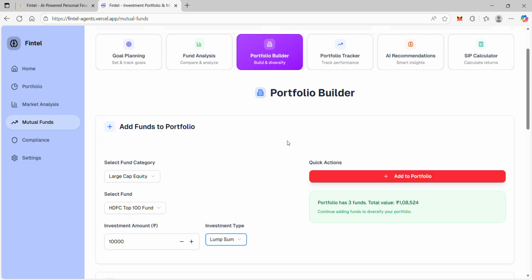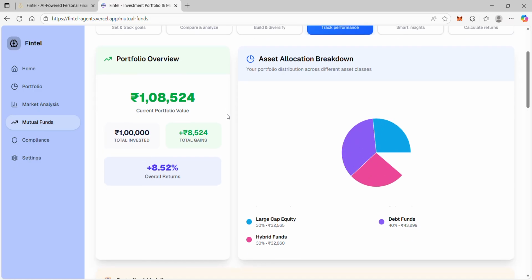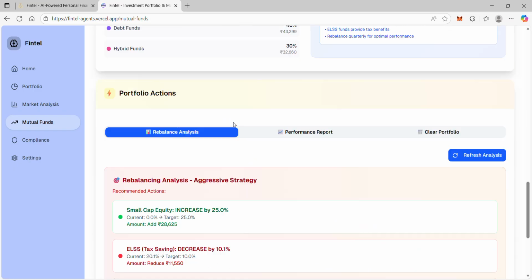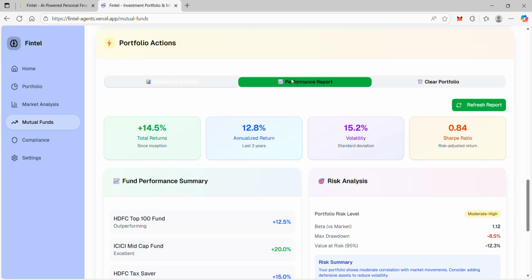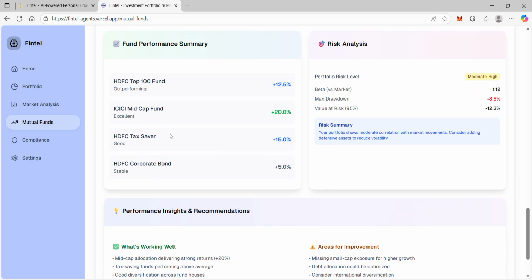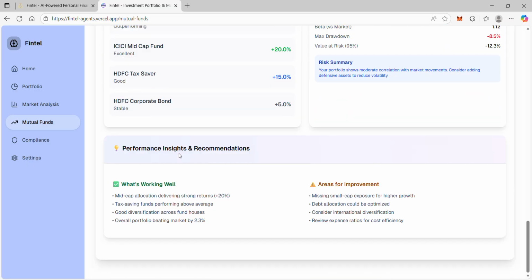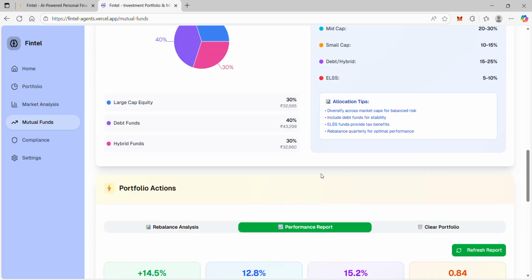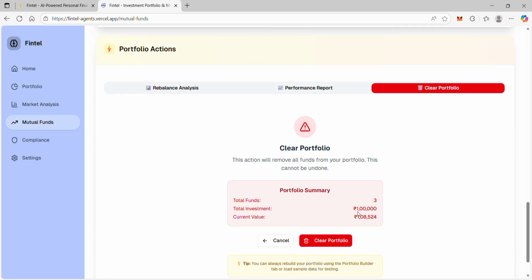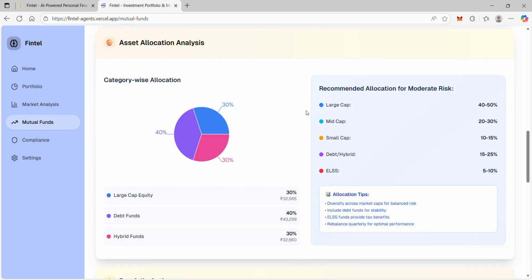Now, what if I want to backtest it and check? So this is the sector-wise allocation. A rebalancing analysis is also provided, like how much you should increase, and the performance report of all the funds you have selected. And this is an option to clear the portfolio.